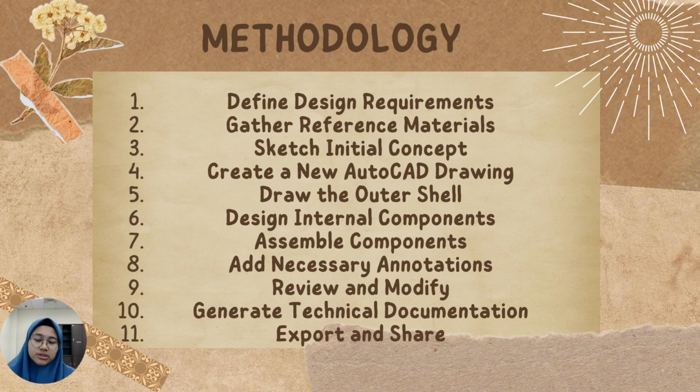Next, we move to methodology. Firstly, define design requirements. First, we determine the capacity and the dimension of a rice cooker. Then, number two, gather reference material. We collect images and technical specifications of existing rice cookers for our reference. Number three, we sketch the initial concept. We create rough hand sketches of the rice cooker. Then number four, create a new AutoCAD drawing.